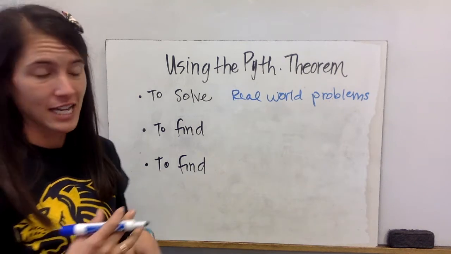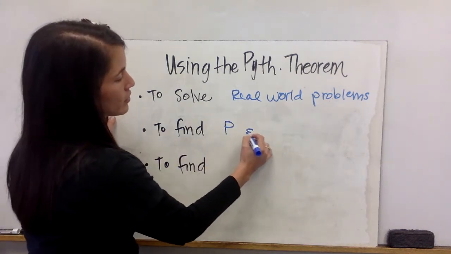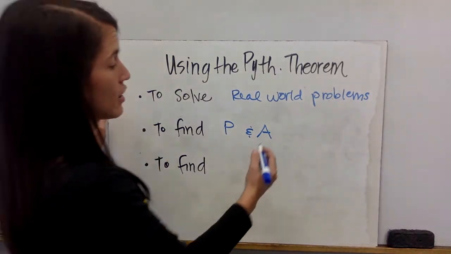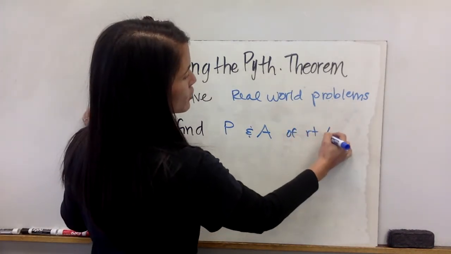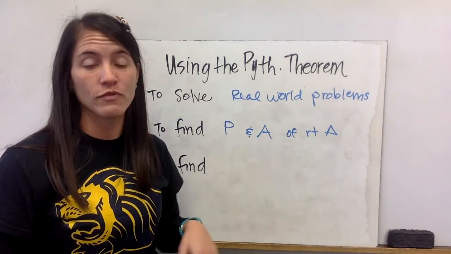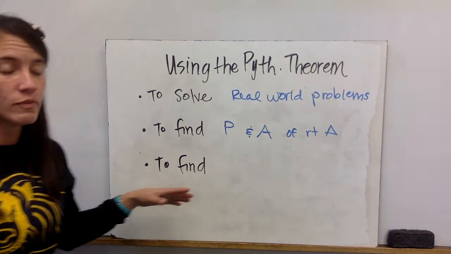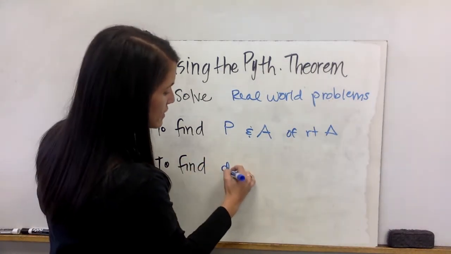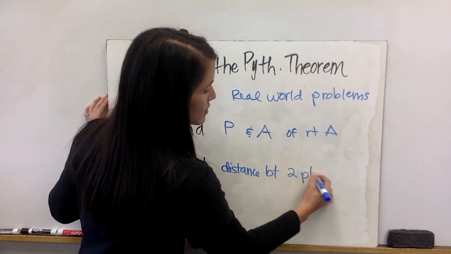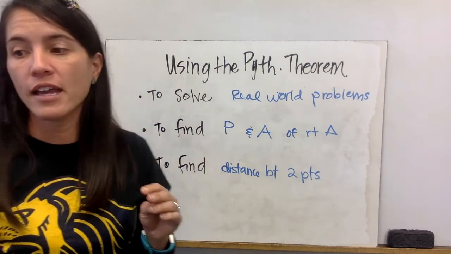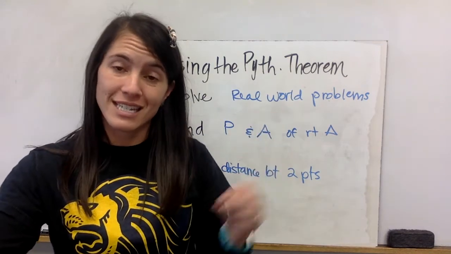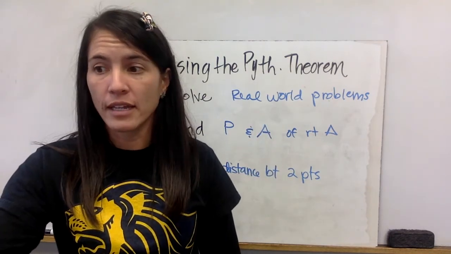So we're going to be talking a lot about word problems today. We're also going to find the perimeter and area of triangles, the perimeter and area of right triangles. If you've forgotten how to find the area of a triangle, I will review that. And we're also going to teach you how to find the distance between 2 points on a coordinate plane.